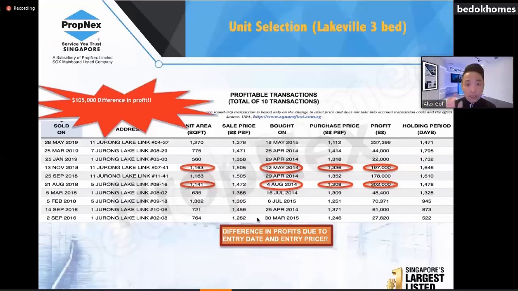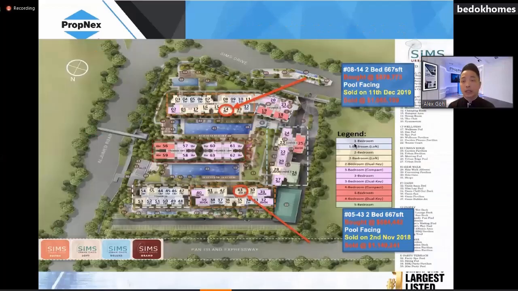Okay, so the last one I'm going to share with you. The last example is Sims Urban Oasis. If you look at Sims Urban Oasis, stack 14 and stack 43 both have a very nice pool view. Both are 667 square feet, and if you realize, their purchase price is only $5,000 different, which makes these two units very, very similar. But there's one different outcome. What is the different outcome?